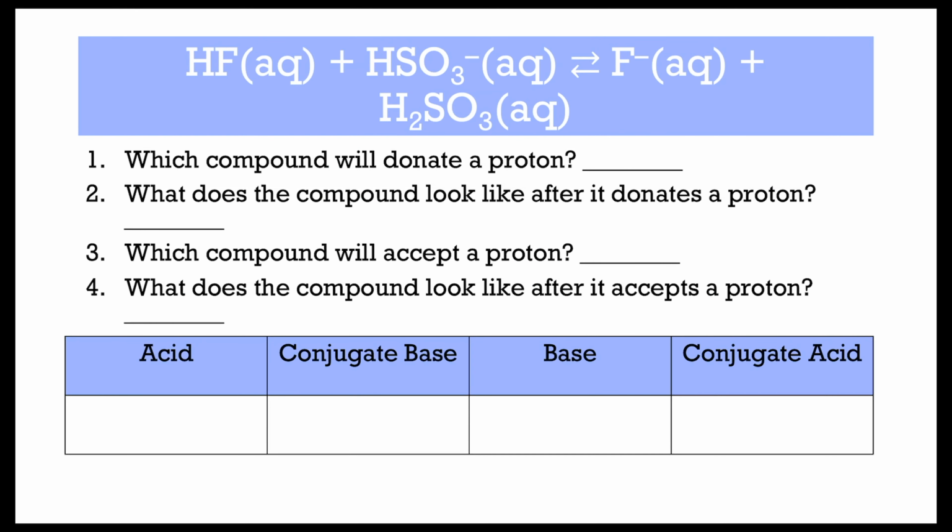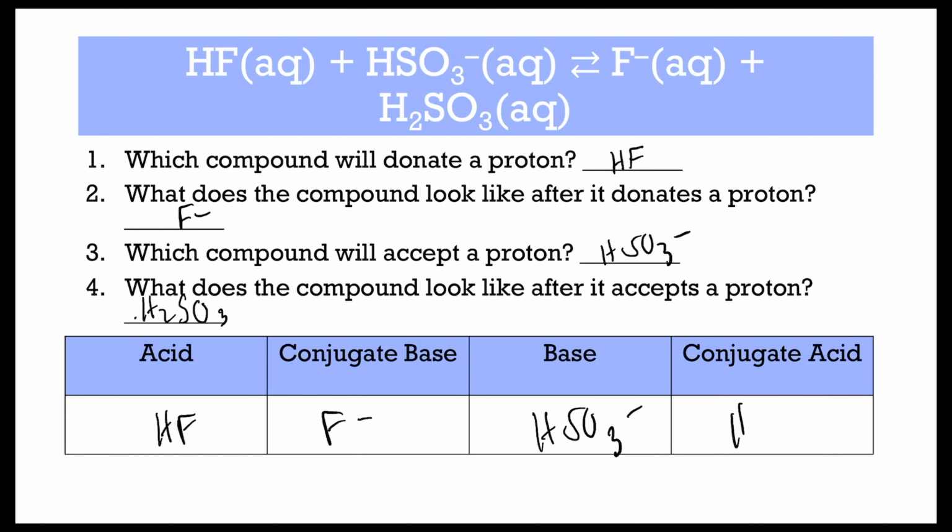So filling in this chart, HF will donate that proton, and once it does, it looks like F minus. And then HSO3 minus can accept a proton, and once it actually does, it looks like H2SO3. On the answer key, I accidentally wrote SO4. My bad. Okay, so it should look like HF, F minus, HSO3 minus, and H2SO3.